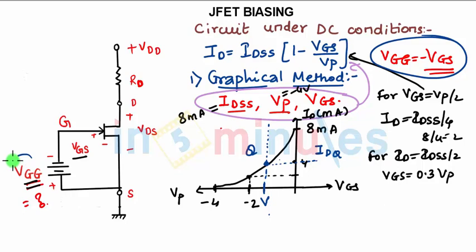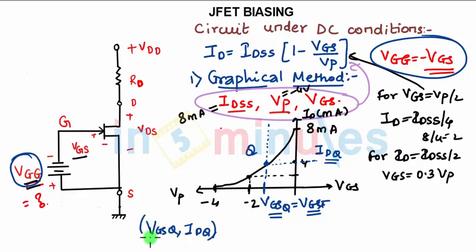Now you know one of the coordinates directly, because this voltage source is given in the question, VGG and VGSQ. So you draw a straight line, and wherever it is intersecting, we'll draw a line parallel to the x-axis. There we get the IDQ. So we got two coordinates of the Q point, IDQ and VGSQ. This is how we are finding the Q point graphically.